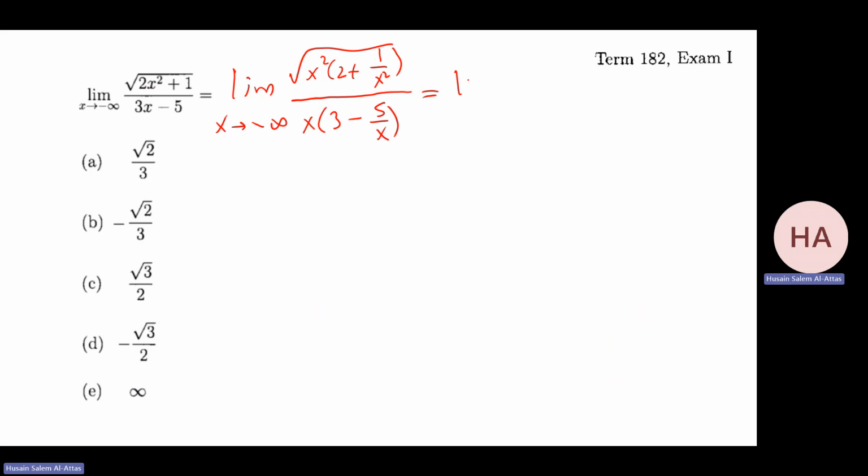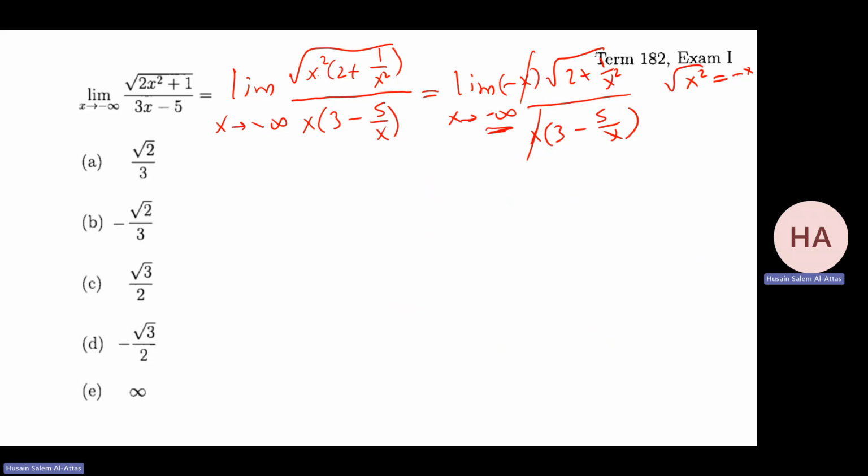Limit as x goes to minus infinity. Here I took the square root of x squared outside, but be careful. x goes to what? Minus infinity. So this is minus x. So when I take it out, I have minus x times the square root of 2 plus 1 over x squared, over x times 3 minus 5 over x. This x cancelled. Now we just do substitution, since this goes to 0 and this goes to 0. So I have minus square root of 2 over 3, which is b.